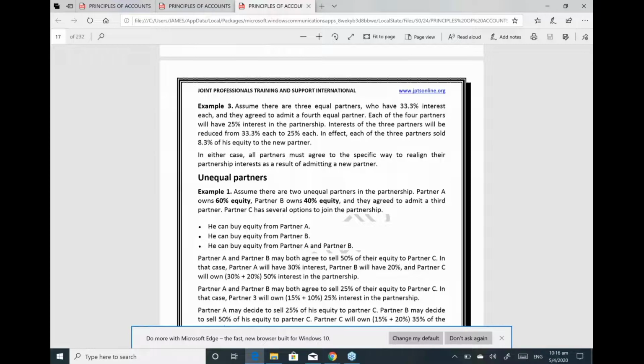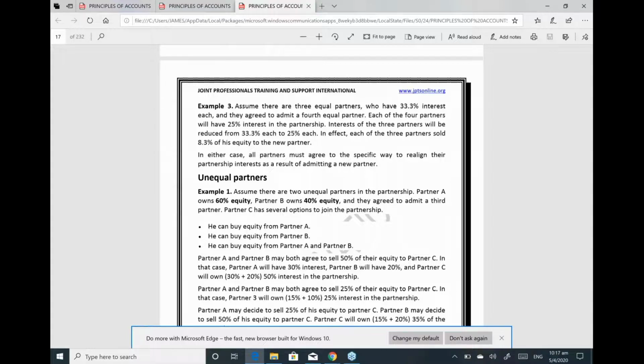They now have 25% each. If they have 25% each, that 25% is divided by 4. If you divide 25% by 3, we are going to have 8.3% of his equity going to the new partner. In each case, all partners must agree to the specific way to realign their partnership interest as a result of admitting a new partner.